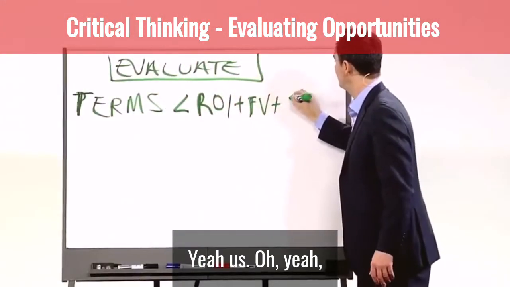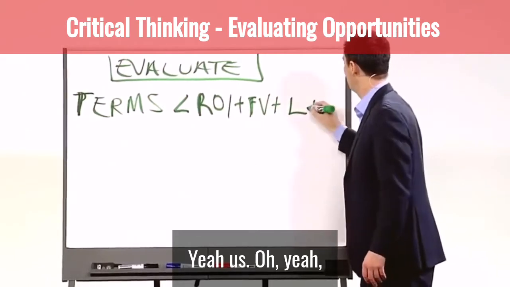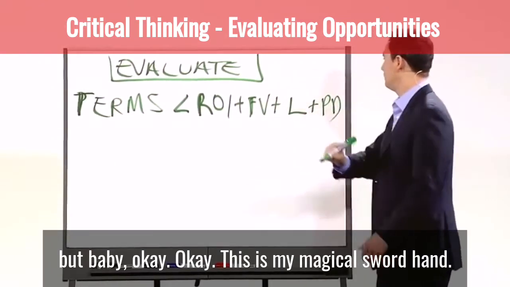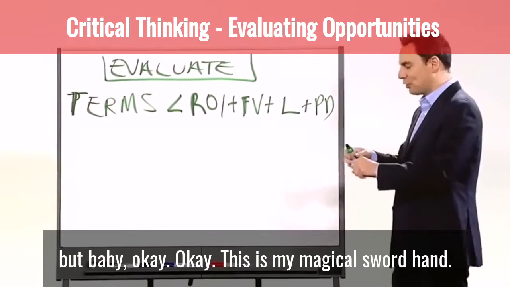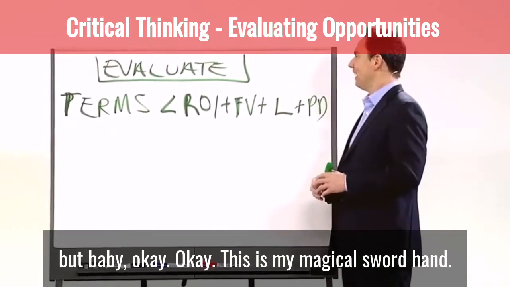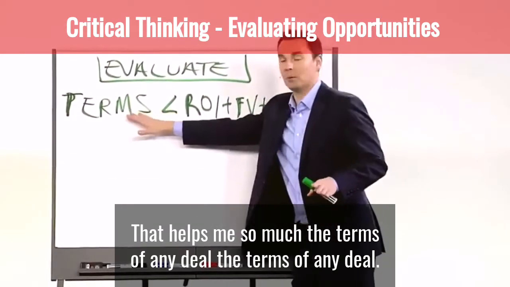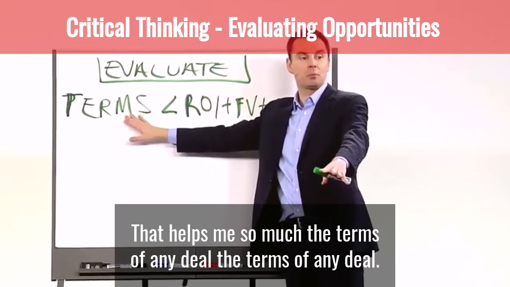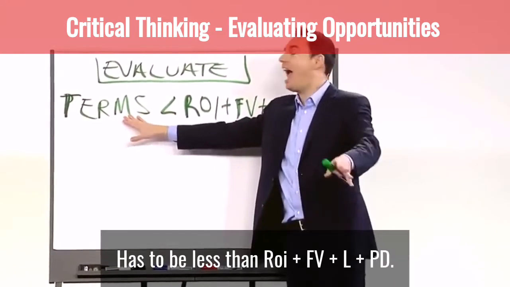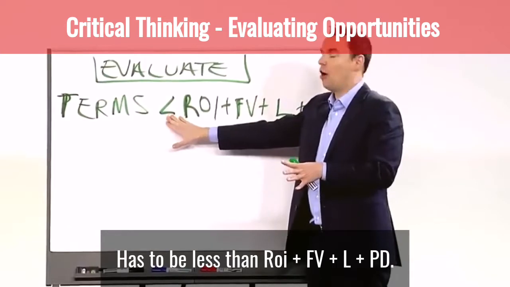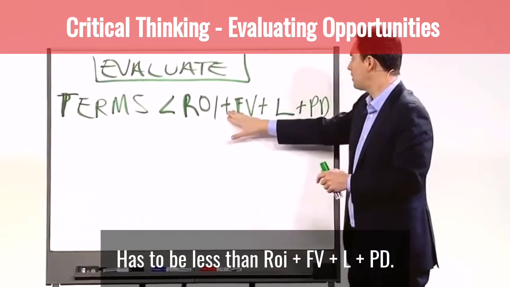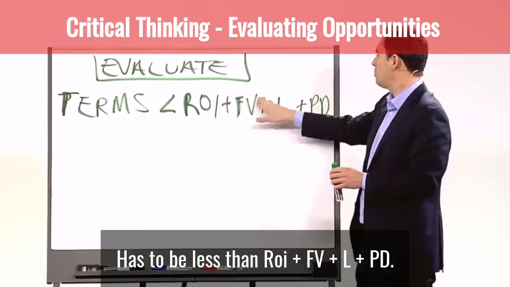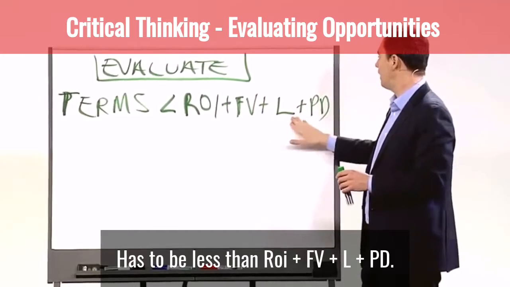Value plus L. Oh yeah, plus PD. Okay, this is my magical shorthand that helps me so much. The terms of any deal has to be less than ROI plus FV plus L plus PD.